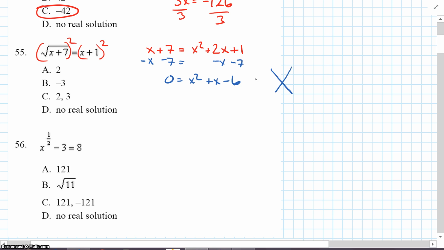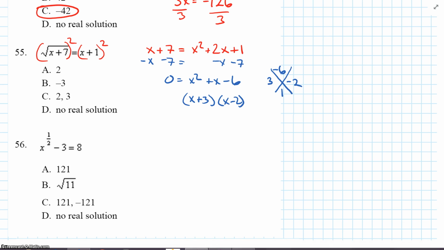So I can factor this. A times c is negative 6, and my b value is 1. So two numbers that give me a product of negative 6 and a sum of 1. So that'd be 3 and negative 2. So that'd be x plus 3 times x minus 2. So the roots, if you remember, would be x equals negative 3 and x equals 2.